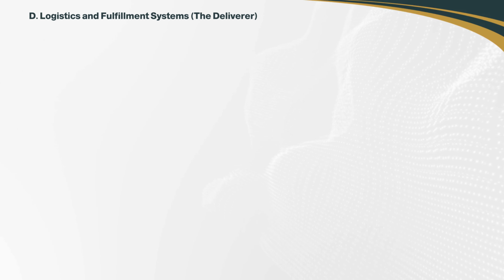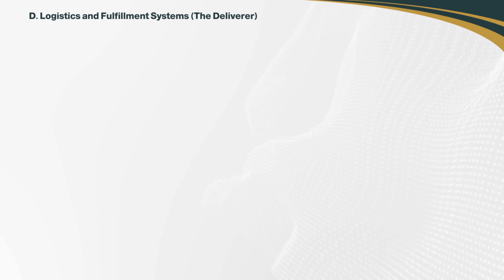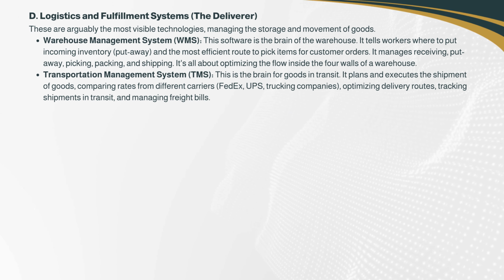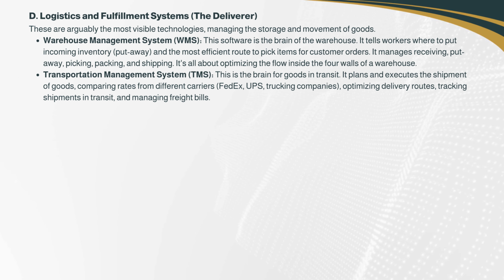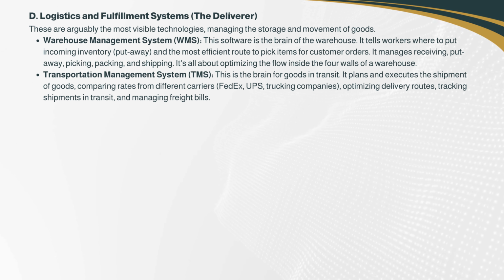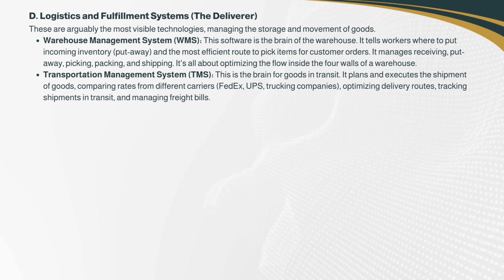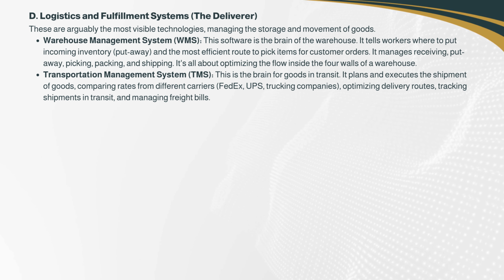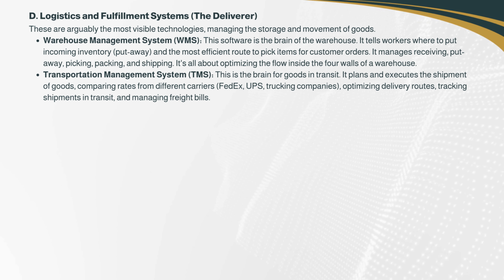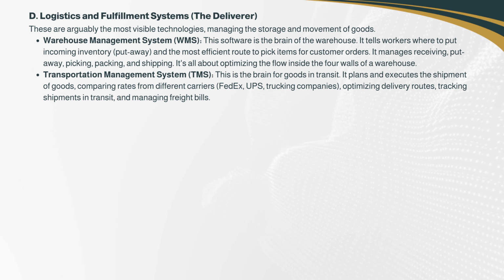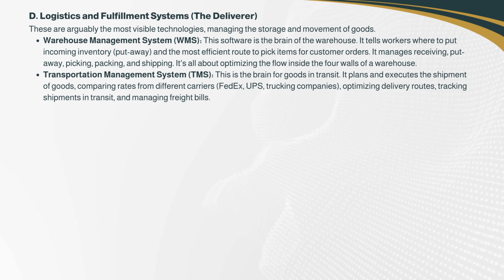D. Logistics and fulfillment systems, the deliverer. These are arguably the most visible technologies, managing the storage and movement of goods. Warehouse management system, WMS. This software is the brain of the warehouse. It tells workers where to put incoming inventory, put away, and the most efficient route to pick items for customer orders. It manages receiving, put away, picking, packing, and shipping. It's all about optimizing the flow inside the four walls of a warehouse.